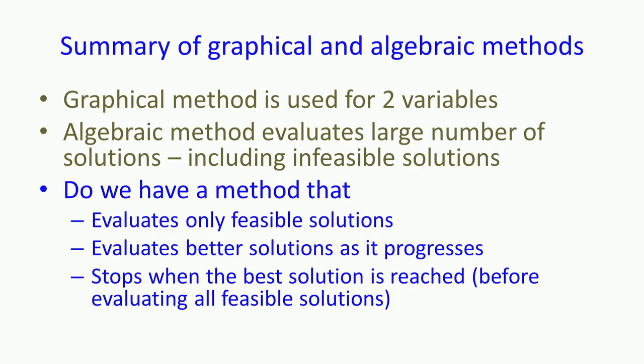We have seen the graphical and algebraic methods in the previous module, and we understand that the graphical method is useful when we have two variables. The algebraic method can be used when we have more than two variables or a large number of variables, but it evaluates a large number of solutions. There are times it evaluates infeasible solutions also, and we do not have a way to understand a priori that this solution is going to be infeasible. So, we have to evaluate it and then understand that it is infeasible.